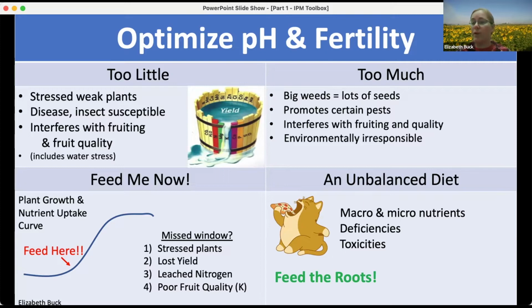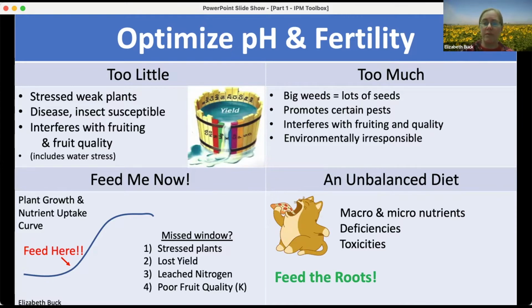We have too little. If we have too much of any given nutrient, lots of times we're only feeding the weeds. The crops don't take up luxurious amounts of nutrients. They don't gather more than they need. A lot of weeds do, they hoard it. And as they hoard it, they get bigger and bigger and you get more and more seeds. It can promote the presence of certain pests. It also can interfere with fruiting and fruiting quality, and it's environmentally irresponsible. So that's the too little, too much.